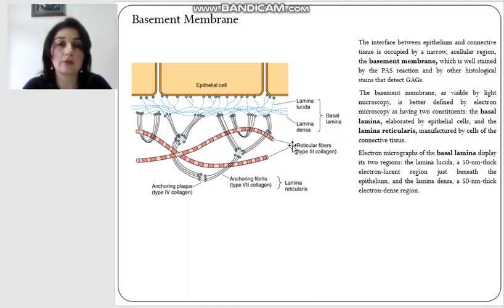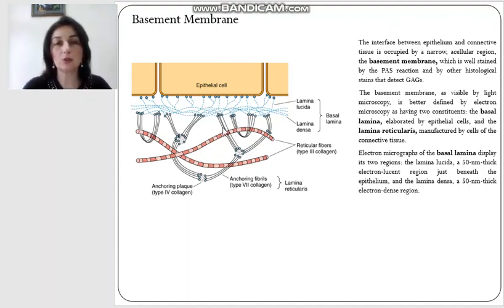It also has 50 nanometer thickness, and it is mainly composed of collagen type 4. It forms a network. As you remember, collagen type 4 doesn't form fibers. So here they will form a network, and this network will serve as a molecular filter for passage of the substances between the epithelial and connective tissue components.